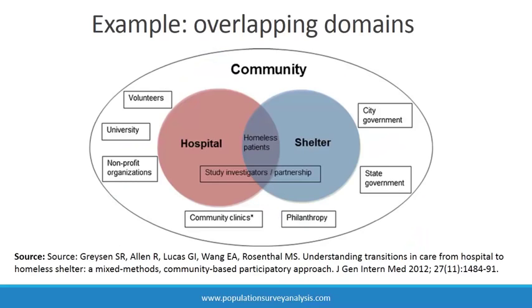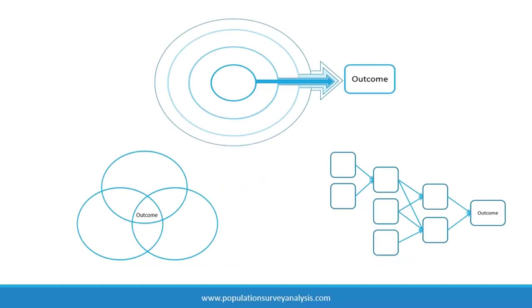These authors use an overlapping domains framework to describe their analysis of homeless patients who are hospitalized and then released to homeless shelters in the United States. They investigate hospital experiences and outcomes, homeless shelter experience and outcomes, and how patients experience the transition from one system to the other. This transition occurs in a community context where there are multiple actors including the city government, community clinics, and nonprofit organizations. I recommend adapting one of these conceptual framework templates to your specific research question.